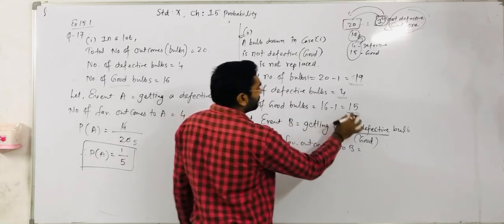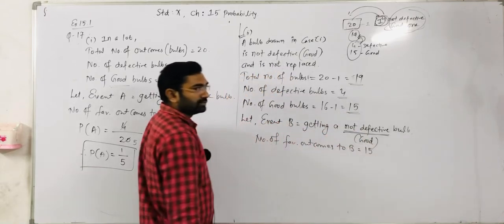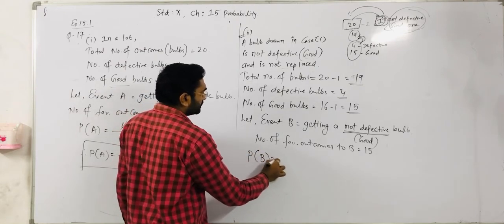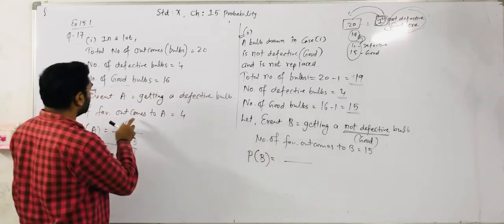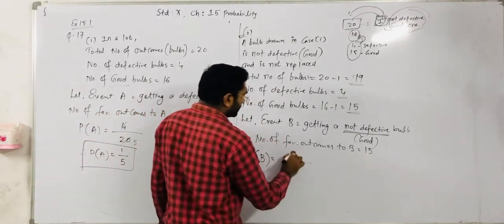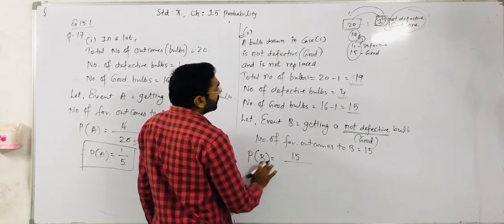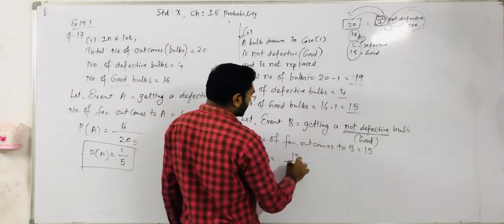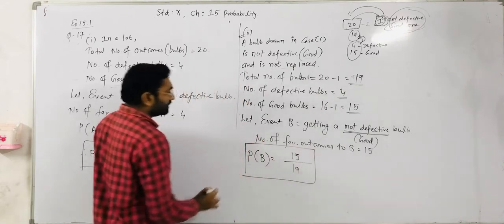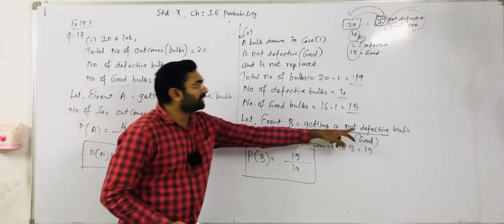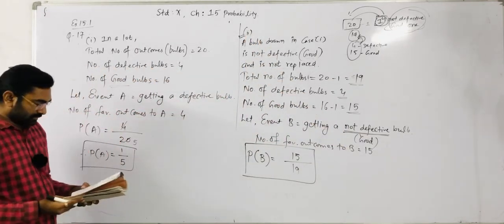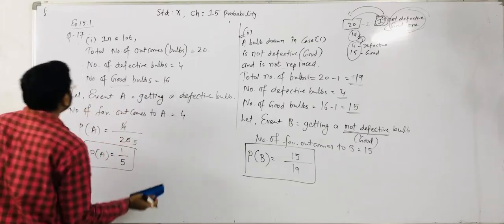So the good bulbs are 15. Right? So the probability of the event is the formula: favorable outcomes in the numerator, total number of outcomes in the denominator. So we write 15 here, and the total number of outcomes in this second case is 19 bulbs. So 15 by 19 is our probability of getting a non defective bulb in the second case. Okay, so that is how we solve question number 17.